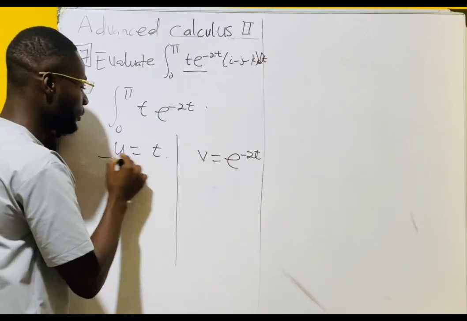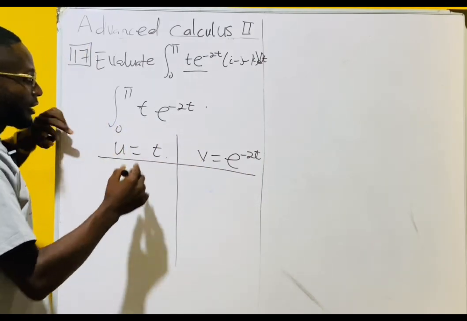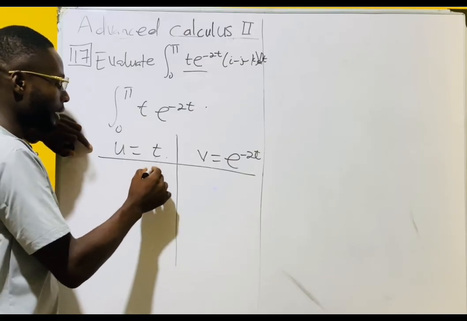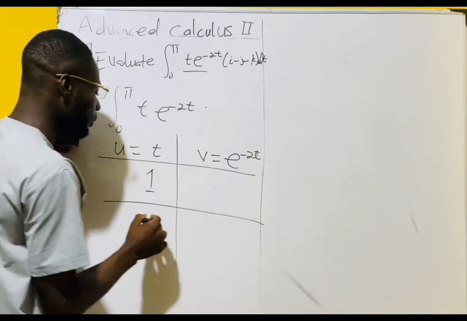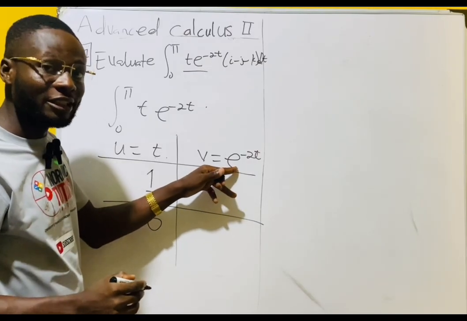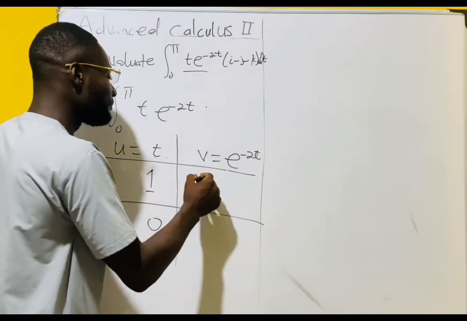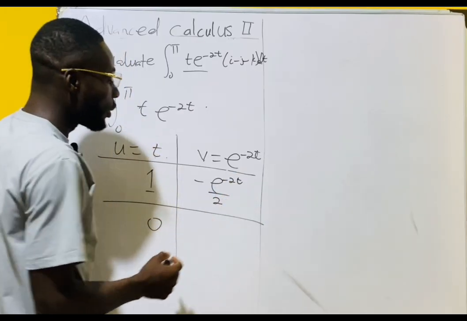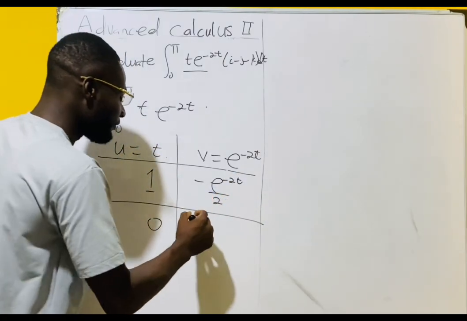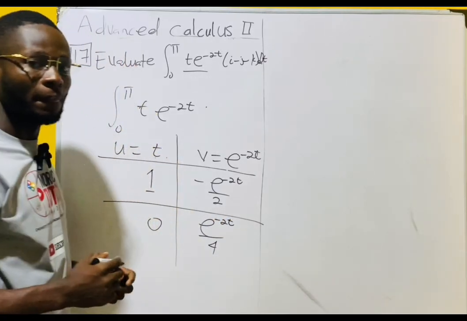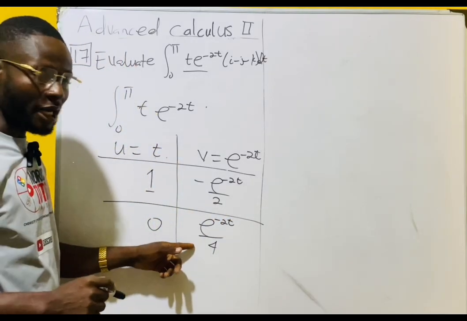Okay, so we have this. We differentiate t and we have 1. We differentiate 1 and we have 0. Now we come here: we integrate e to the negative 2t, and we have negative e to the negative 2t over 2. We integrate again, and we have e to the negative 2t over 4. Okay, so this is what we have.